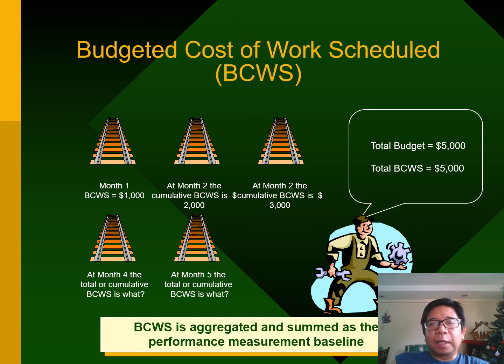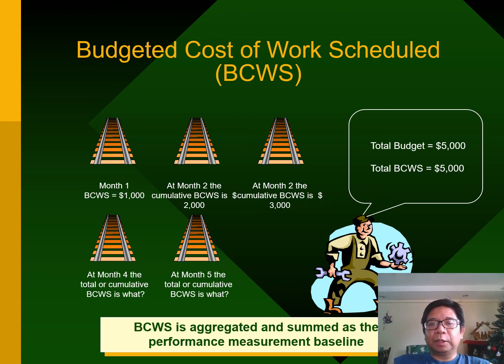for month 1. Now, let's assume that you're already in month 3. Okay, what is the budgeted cost of all the work that I scheduled up until month 3? So therefore, you're going to aggregate all of them. So it's not just going to be 1,000, but rather 3,000 US dollars. That is the total budgeted cost of all the work scheduled as of month 3.